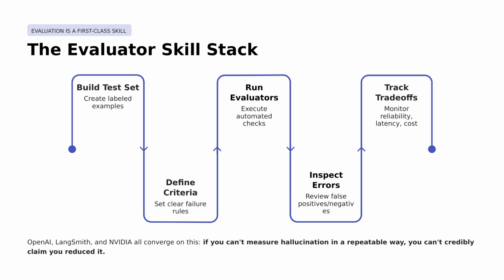Evaluation has to be treated as a first-class skill. That means defining clear criteria and failure rules, building labeled test sets, running automated evaluators, and inspecting false positives and false negatives. It also means tracking trade-offs like reliability, latency, and cost. OpenAI, LangSmith, and NVIDIA all point to the same conclusion. If you can't measure hallucination repeatably, you can't credibly say you've reduced it.